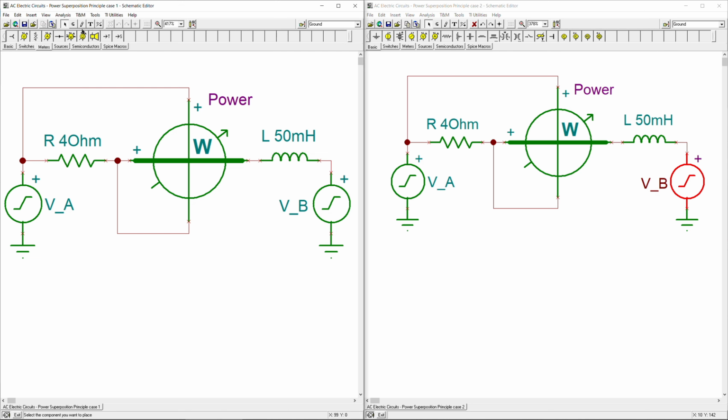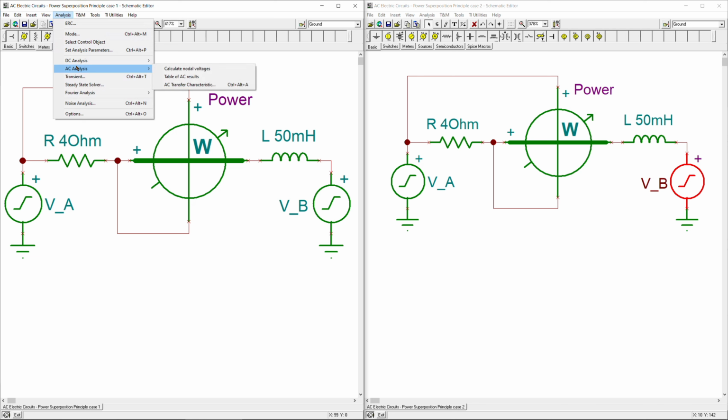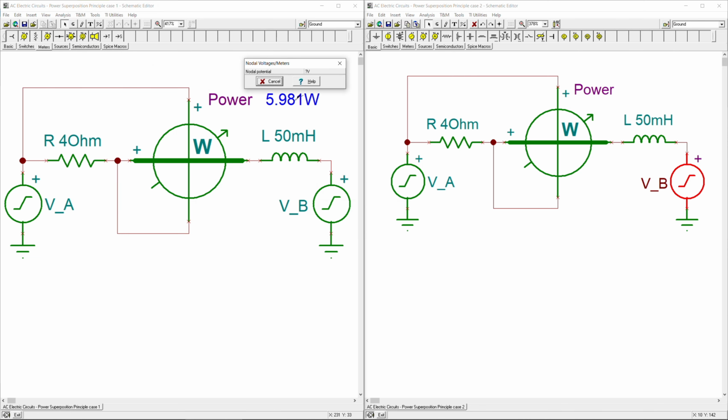Now what you can do, you can go to analysis and do the AC analysis, because we have AC sources, and now you do calculate node voltages. That will right away display the power here. You can see that here. So it is actually very close to what we have calculated, also what we have discussed.